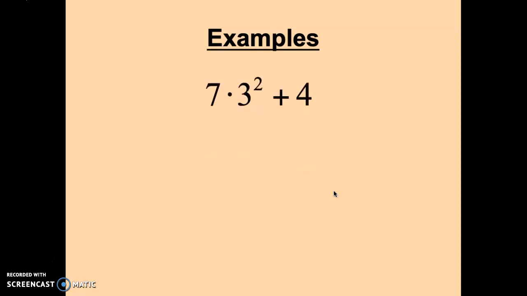So 7 times 3 squared plus 4. There are no parentheses. We do have exponents. We do have 3 squared, so we do that first. Carry it down. No more exponents. So now we look for multiplication and division, left to right. So here I have multiplication, 7 times 9. Carry that down. I look for more multiplication or division. There isn't any. So now I move on to addition and subtraction, left to right, 63 plus 4.